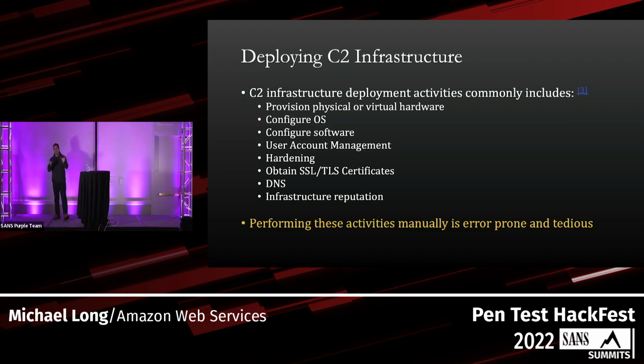A lot of red teamers initially solved this problem by incorporating various shell scripts, either in Bash or in PowerShell. If your complexity starts to grow beyond that, you might start incorporating infrastructure as code type capabilities, which I'll share with you a little bit later in this talk. Now, all of these activities, I'm going to refer to as our C2 infrastructure chore list. And the bottom line here is that going through these chores manually is error prone and tedious. And it's because of this that I wanted to explore what capabilities serverless technologies have that can negate the need to address some of these chores.